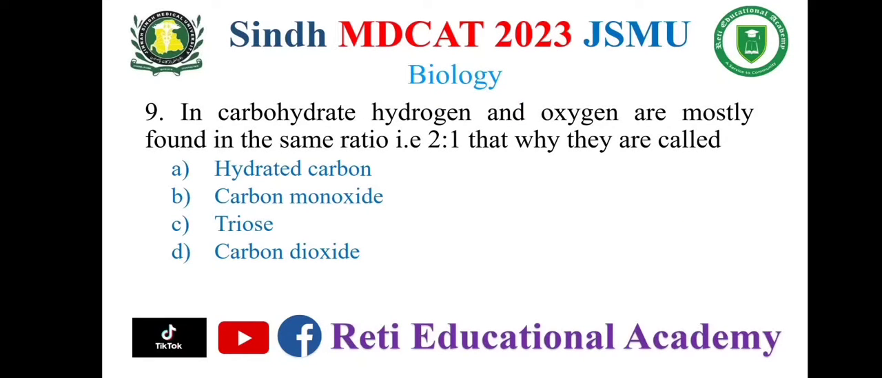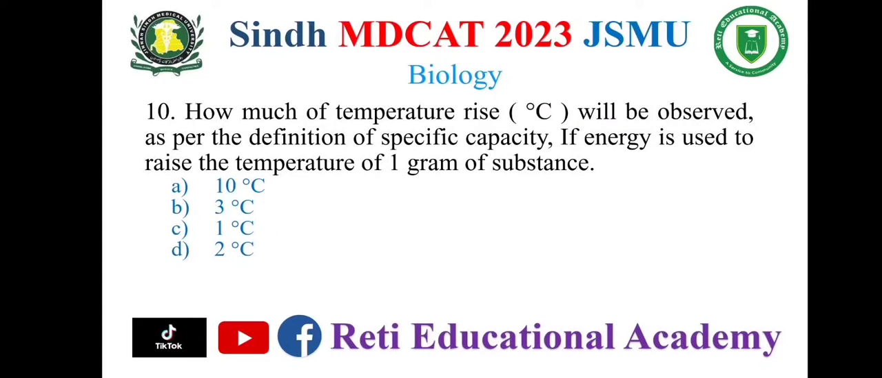In carbohydrate, hydrogen and oxygen are mostly found in the same ratio, including 2:1. That's why they are called A. Hydrated carbon. B. Carbon monoxide. C. Triose. D. Carbon dioxide. And the correct answer is A. Hydrated carbon.